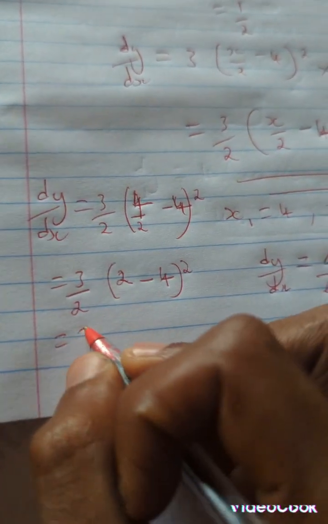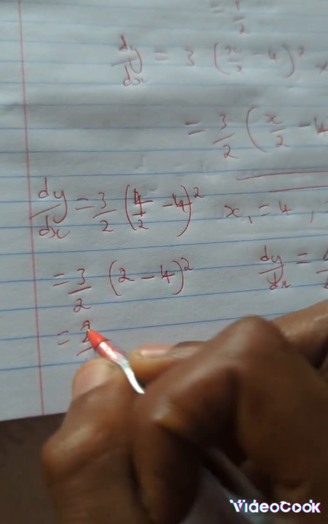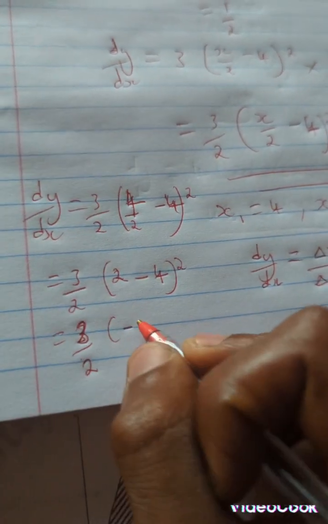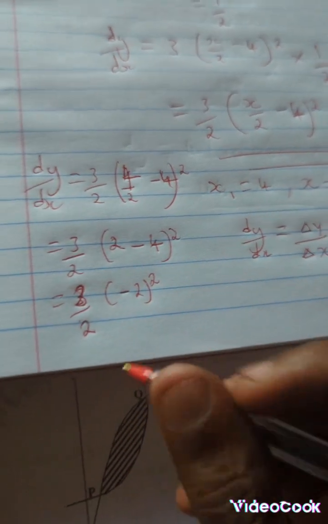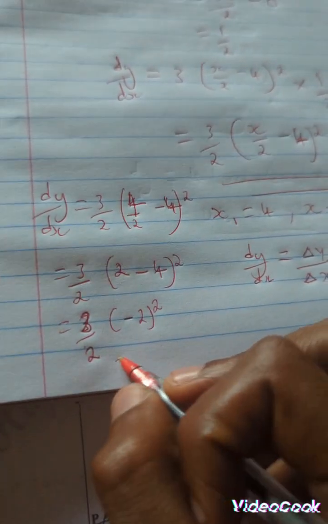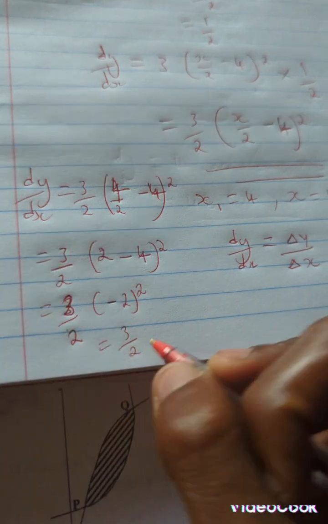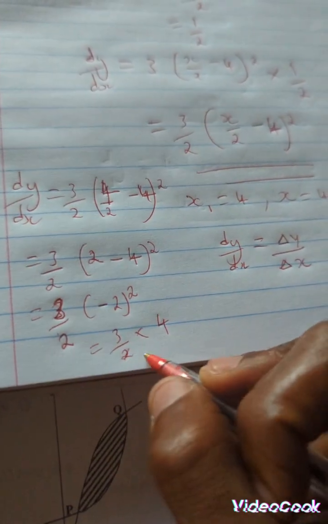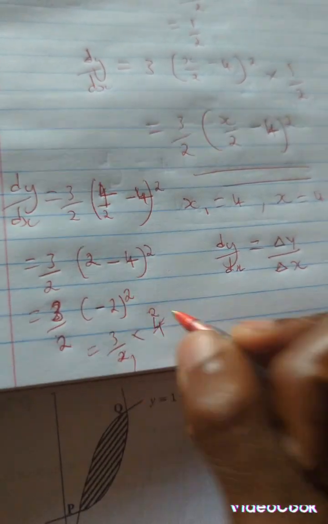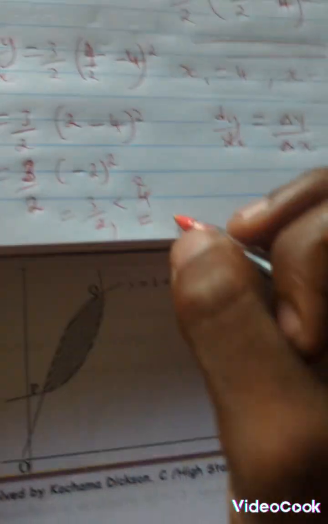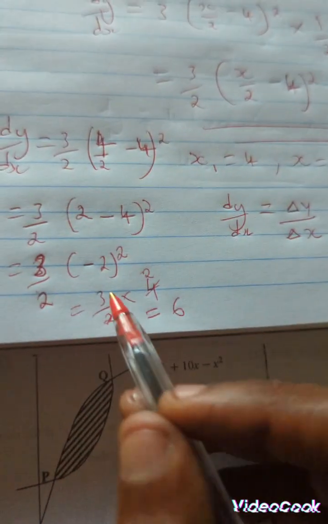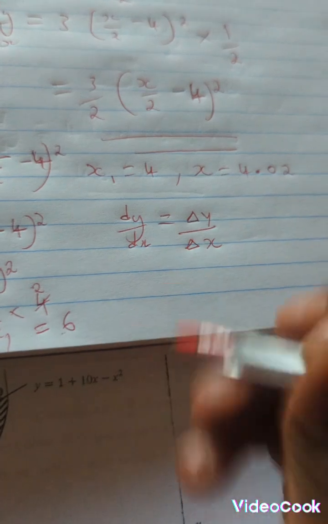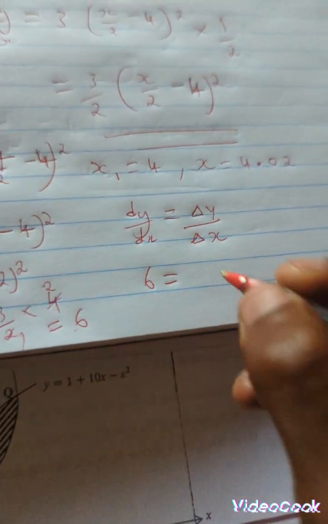Then it will be 3 over 2, then 2 minus 4 squared. Now it will be 3 over 2, then negative 2 squared, which gives 3 over 2 times 4. 2 here, 1, 2 here, 2. Then our dy/dx will therefore be 6, because 3 times 2 is 6. So where there's dy/dx here, we're going to put a 6.